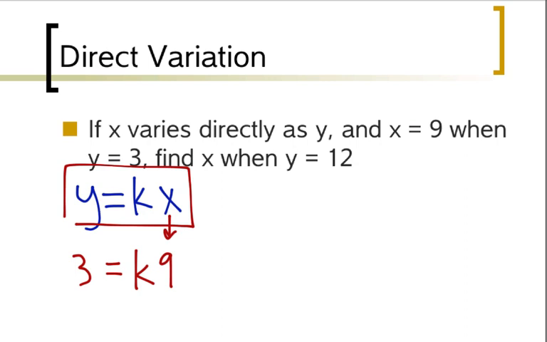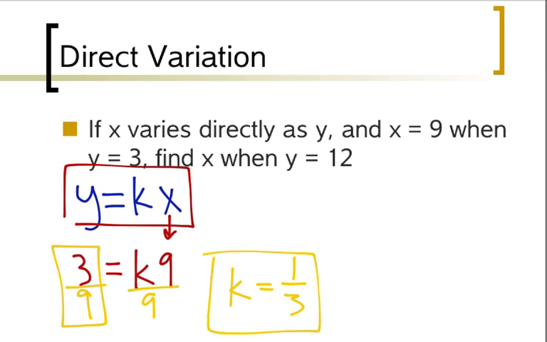So what we have to do is figure out, well, what's k? And you figure out what k is by dividing by 9. And you get k equals 1/3 if you reduce, because 3 over 9 reduces to 1/3. So k is 1/3. Now that I figured that out, I have two things to plug into the second equation.